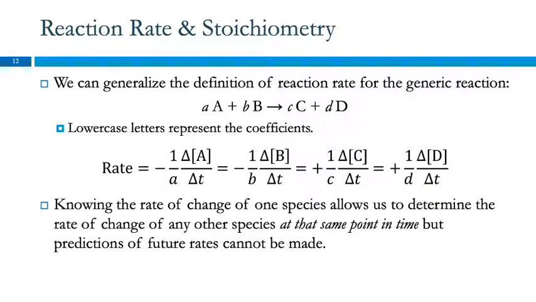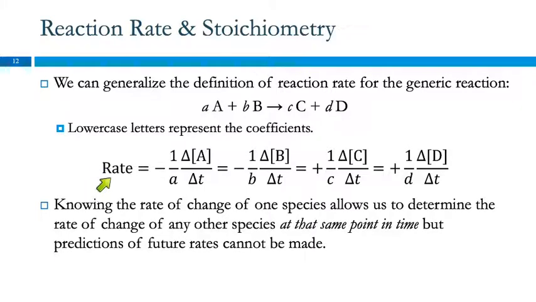So we can do a general definition. This is a pattern we can use for any reaction. We're just going to use some letters here to stand in for the coefficients and for the chemical formulas. So we've got A plus B forming C plus D, and the lowercase letters represent the coefficients. So a could be 2, or it might be 1. It's just whatever that number is in front of the chemical formula.